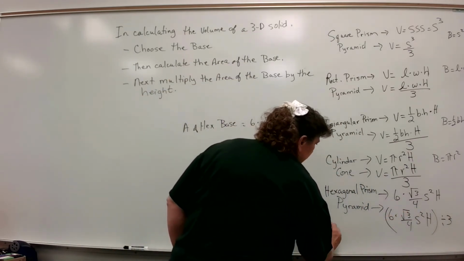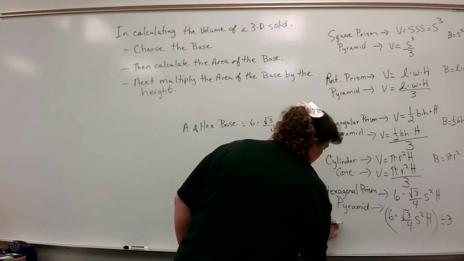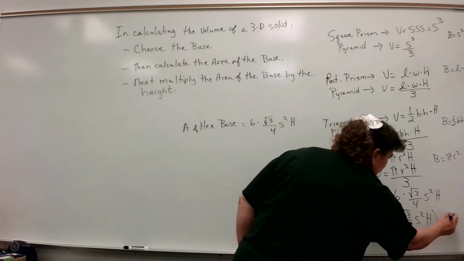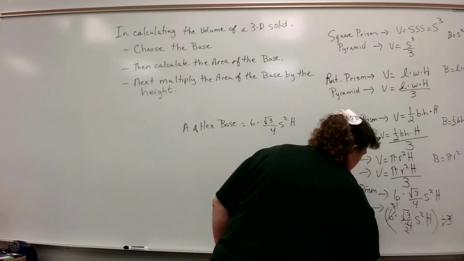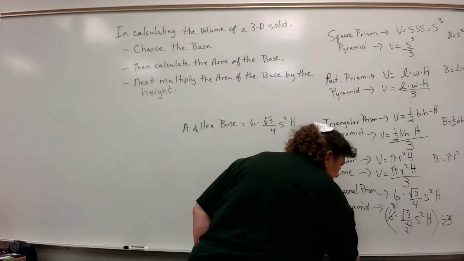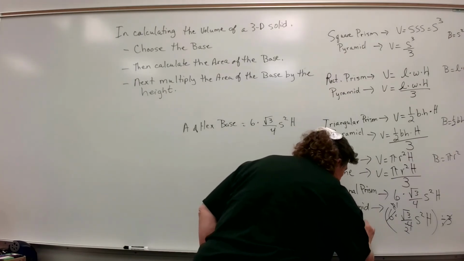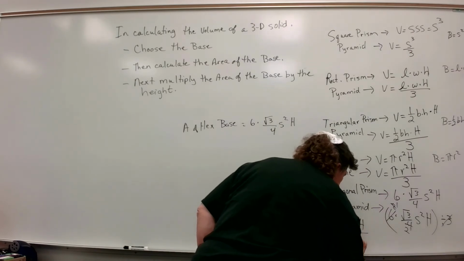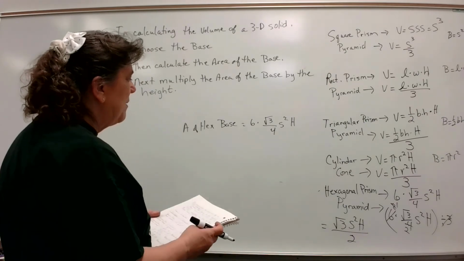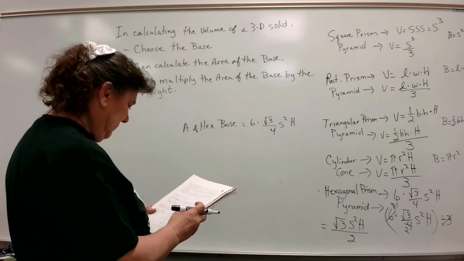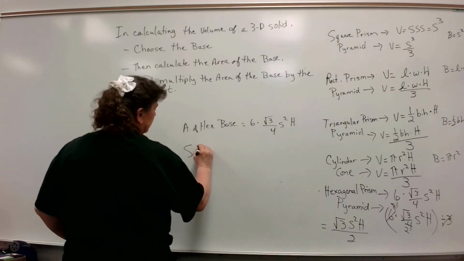This one simplifies to 2. Oh, okay, just go ahead and simplify. 3 goes into 6 2 times, 2 goes once, and into 4 2 times. So this becomes square root of 3 s squared h over 2 when you simplify that. That's interesting that it ends up that way. But that's cool. Okay, and now your last one is your sphere.